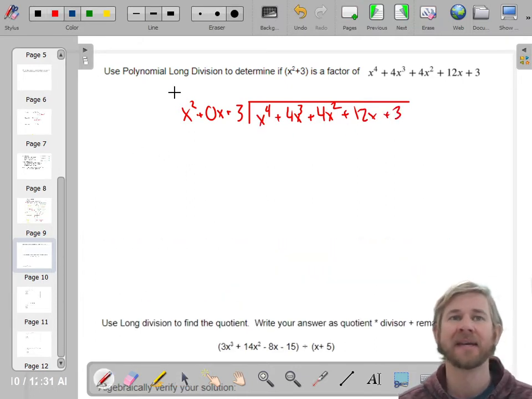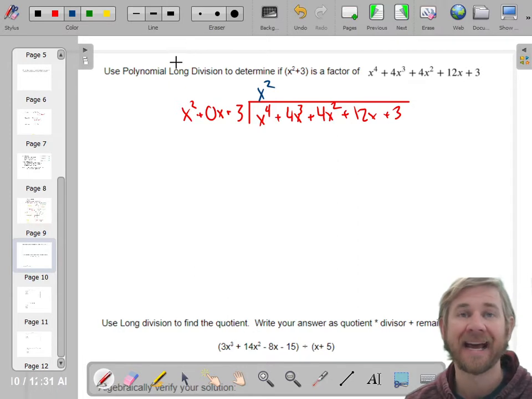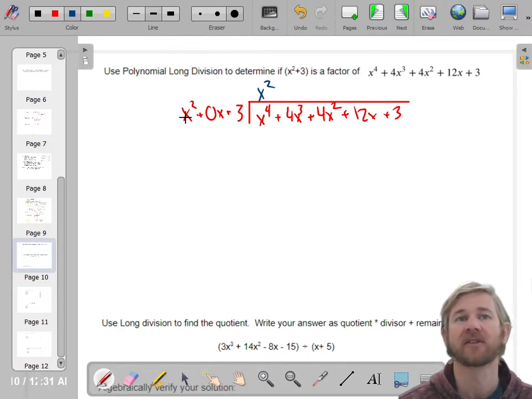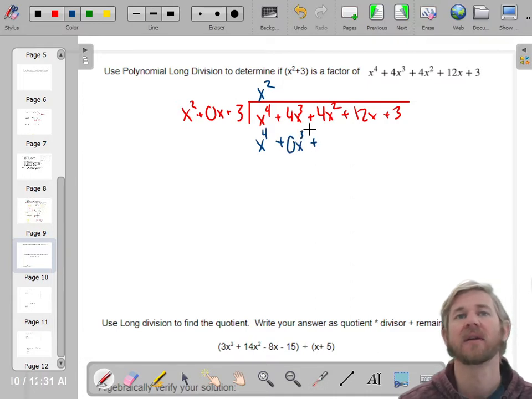All right, so the game is figure out what you multiply x squared by to get x to the 4th. That would be x squared. And now I'm going to distribute the x squared into the divisor. So I have to distribute. That means x squared times x squared is x to the 4th. X squared times 0x, so I'll just put 0x cubed. And then 3 times x squared is 3x squared.